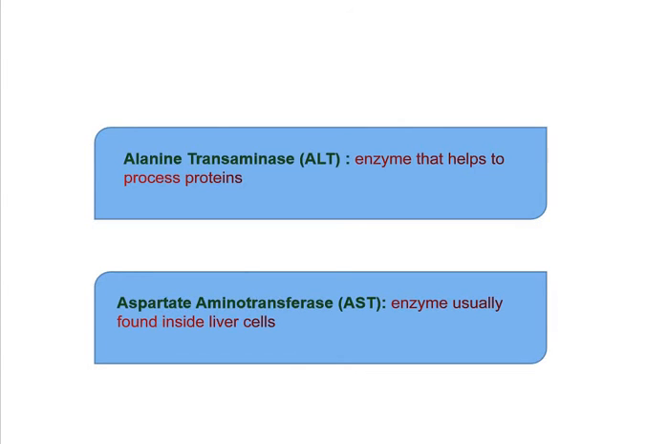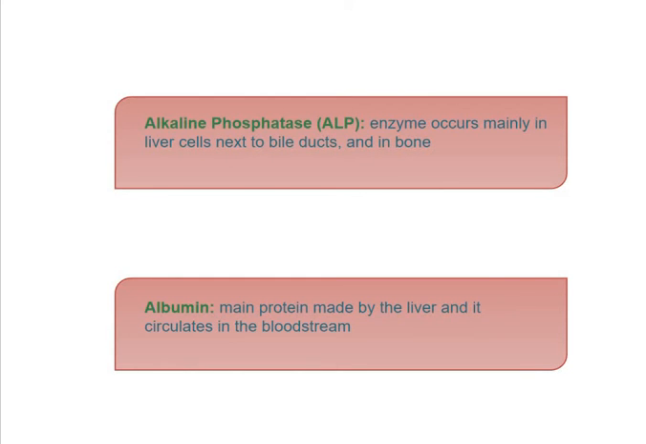After that, another enzyme is alkaline phosphatase. This enzyme occurs mainly in the liver cells next to the bile duct and in the bone. The blood level rises in some types of liver and bone diseases. Suppose the patient suffers from either a bone problem or a liver problem, then the blood report indicates an increase in the concentration of alkaline phosphatase.